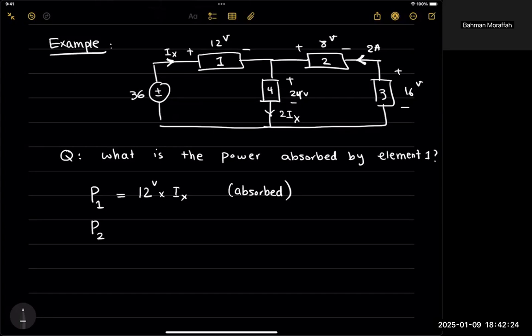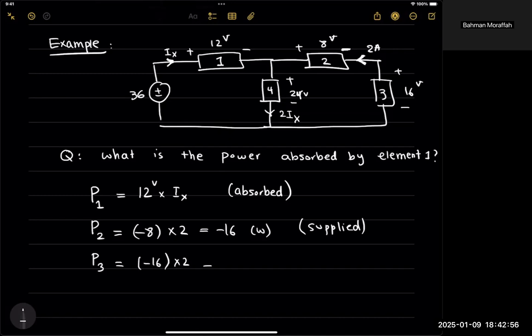P for element 2, again, is VI. But if you look, this I is hitting the negative sign. So I have minus 8 times 2, so it's minus 16 watts, which basically means it is supplying. For P3, again, it's the same story. The current is hitting the negative sign first, so it is minus 16 times 2. So it's minus 32 watts, or in other words, it is 32 watts supplied. Right?